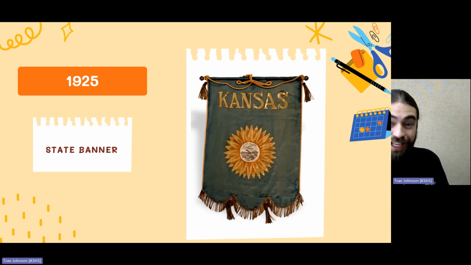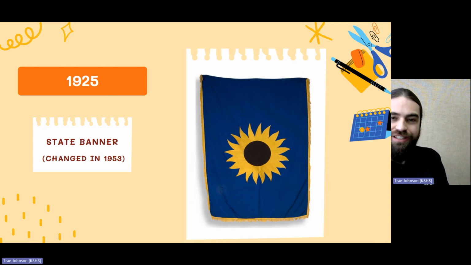The state banner of Kansas was adopted in 1925. It was hung horizontally and had the name of the state and the state seal surrounded by a sunflower. Well, some people didn't like this design, so 2 years later, the state flag was established. The banner was simplified in 1953 to a sunflower with a blue background, and it looks just like this. So it changed a little bit.